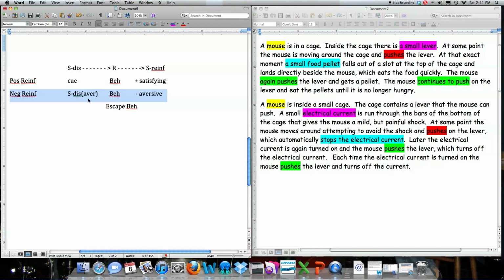I want to escape that. There's electricity flowing through the cage. It's painful. Ouch. Press on the lever. The electricity stops and the pain, the aversive stimulus, is removed. Okay, this is called escape behavior. I hope that helps a little bit.